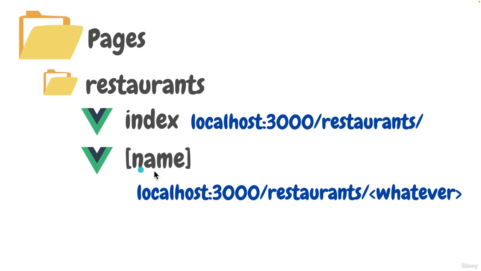Now inside of the brackets, you can call this whatever you want. This thing right over here is going to become a variable that is going to be assigned to whatever you called it inside of the bracket. So I called it name, but you could call it ID, you could call it monkeys, you can call it whatever it is that you want. But again, it's the square brackets that do this magic. So let's actually go ahead and implement this.